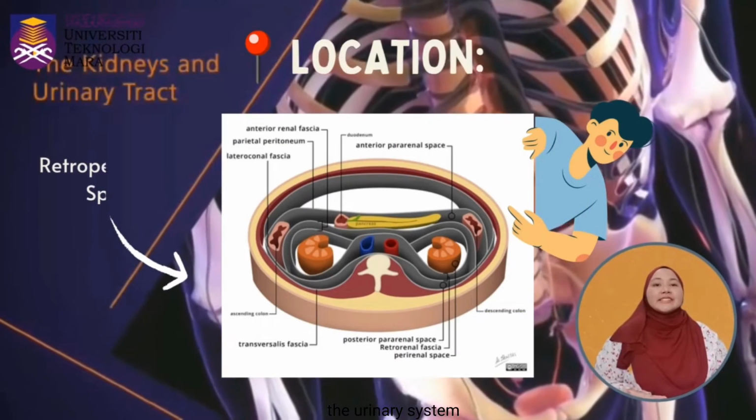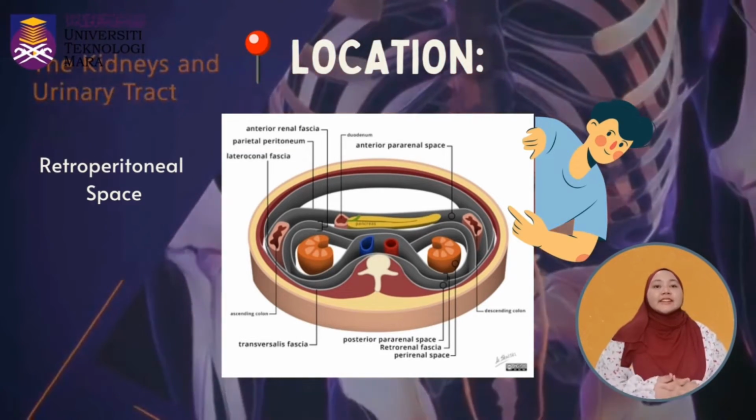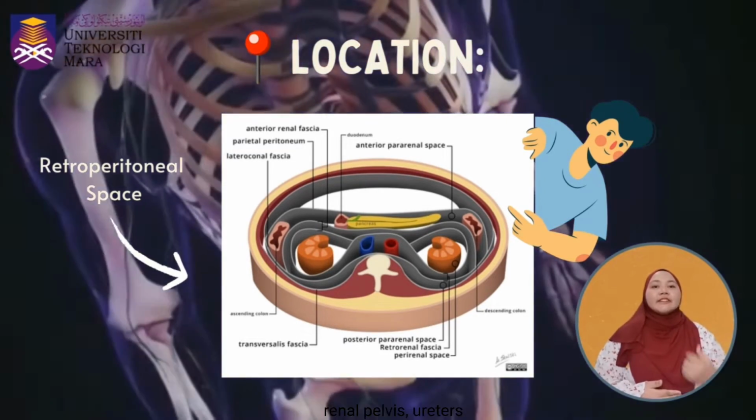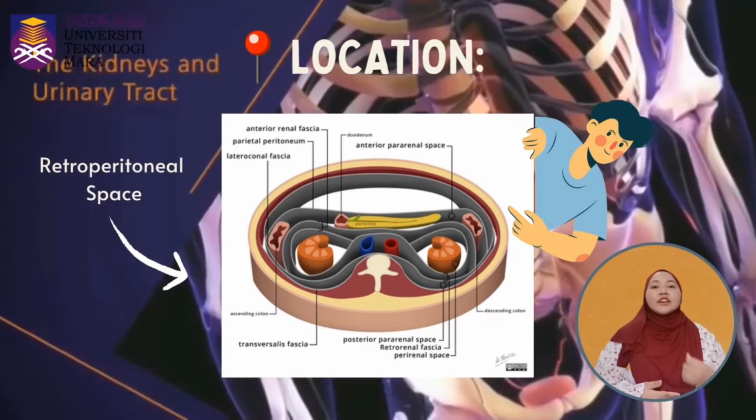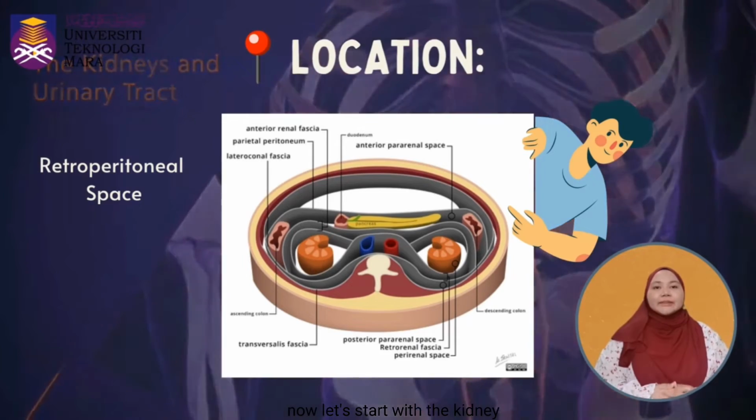The urinary system, also known as the renal system or urinary tract, consists of the kidneys, renal pelvis, ureters, urinary bladder, and urethra. Now let's start with the kidney.